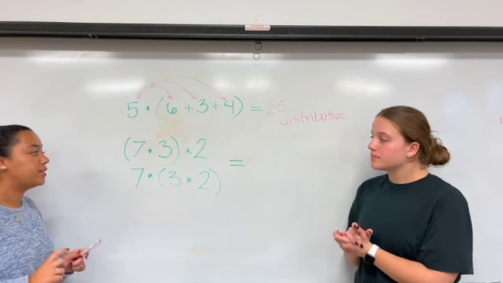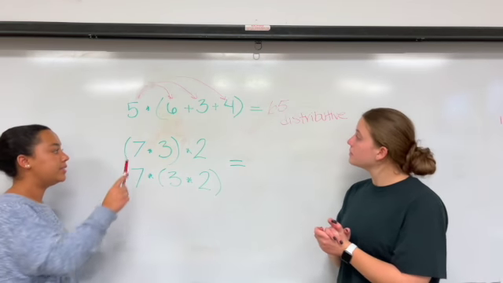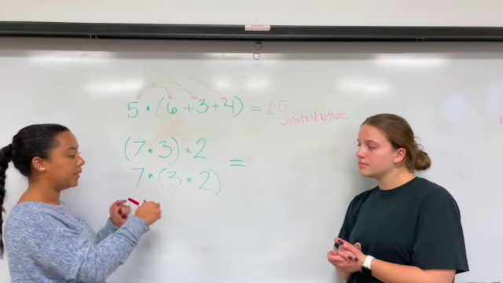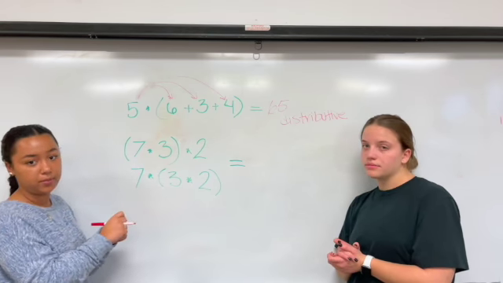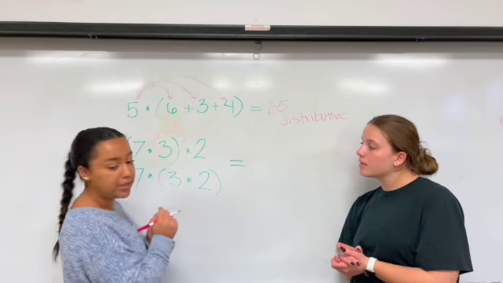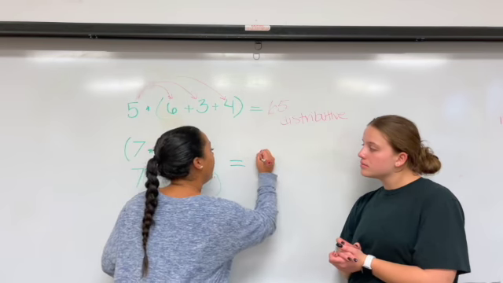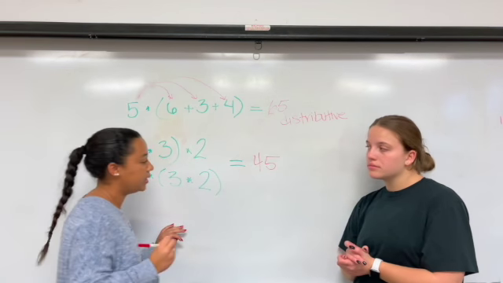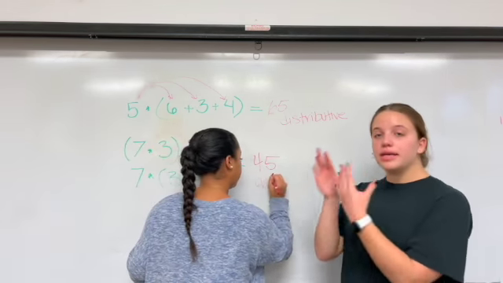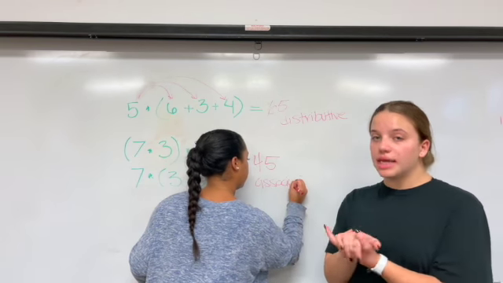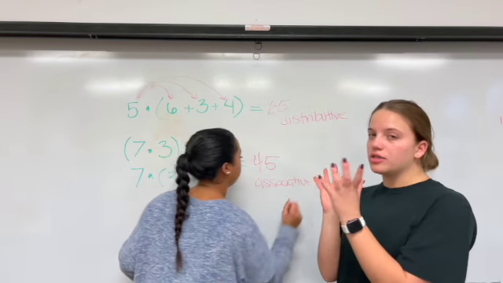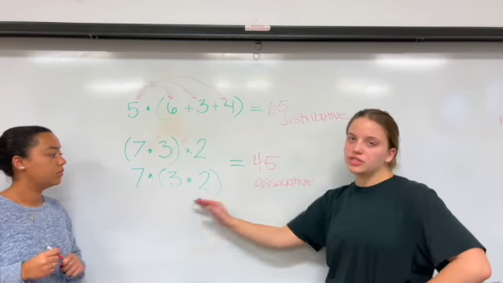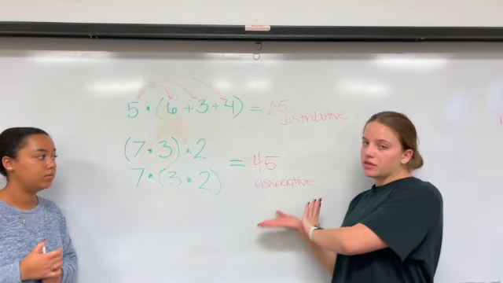And then for our second problem, we have 7 times 3 in parentheses, times 2, and then 7 times, in parentheses, 3 times 2. So our answer for this one is going to be 45, and the property is going to be associative. And it's associative because in both equations, they both equal the same answer, but the parentheses are surrounding 2 separate numbers. So this one's going to be 7 times 3 in the parentheses, and then this one is 3 times 2, but they both equal 45.